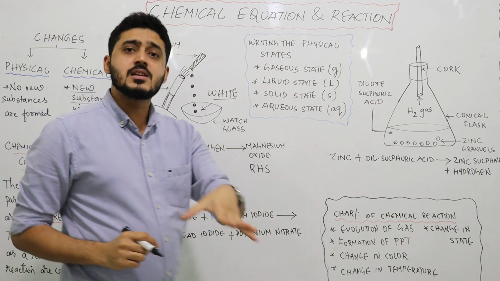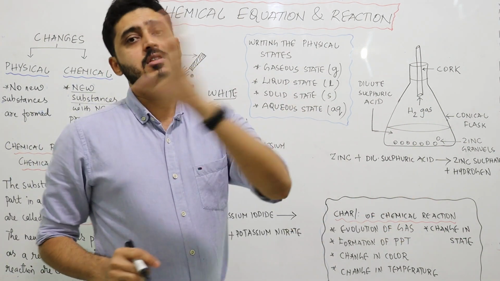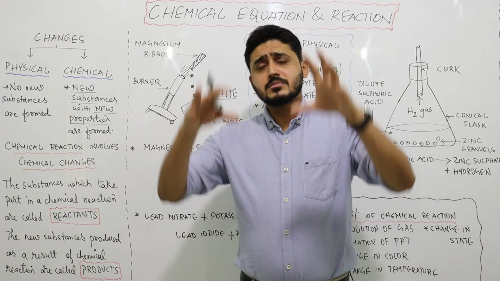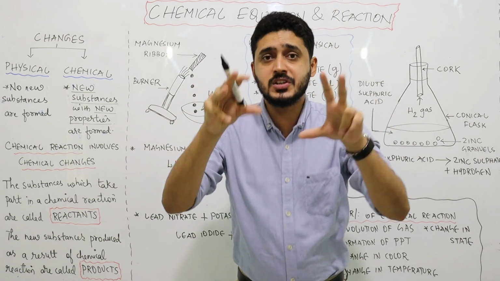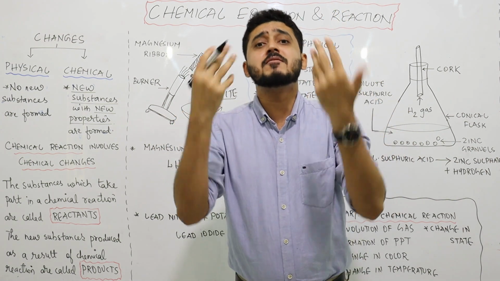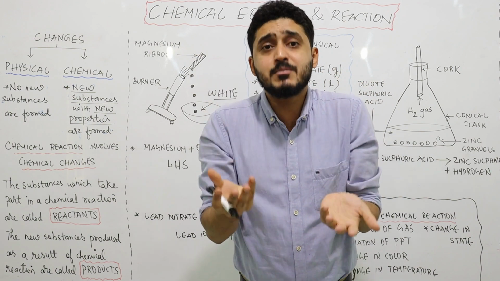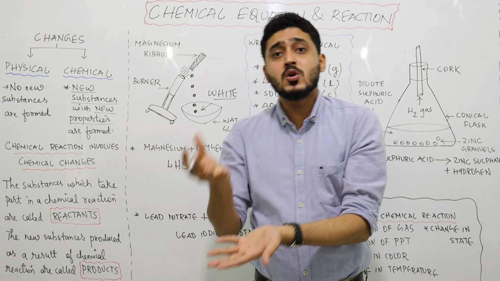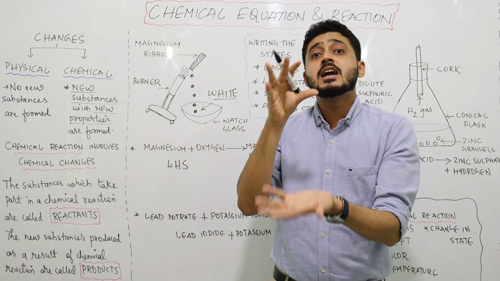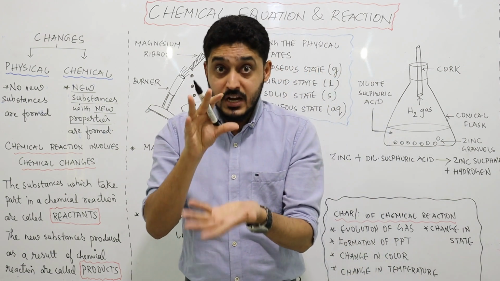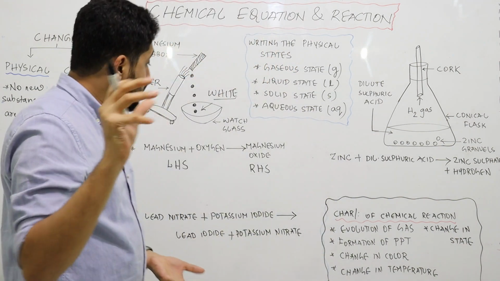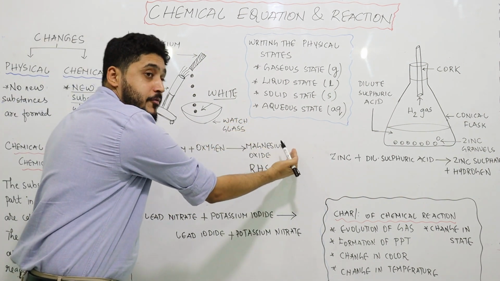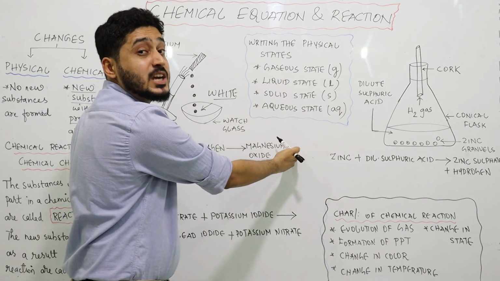In any chemical reaction there will be reactants and there will be products. You have to convey this information, how that reaction is taking place. You should write the reactants and you should write the product, so that the reaction is conveyed in a more informative way. Now how to make this more informative? You have to write it in the form of a chemical equation.